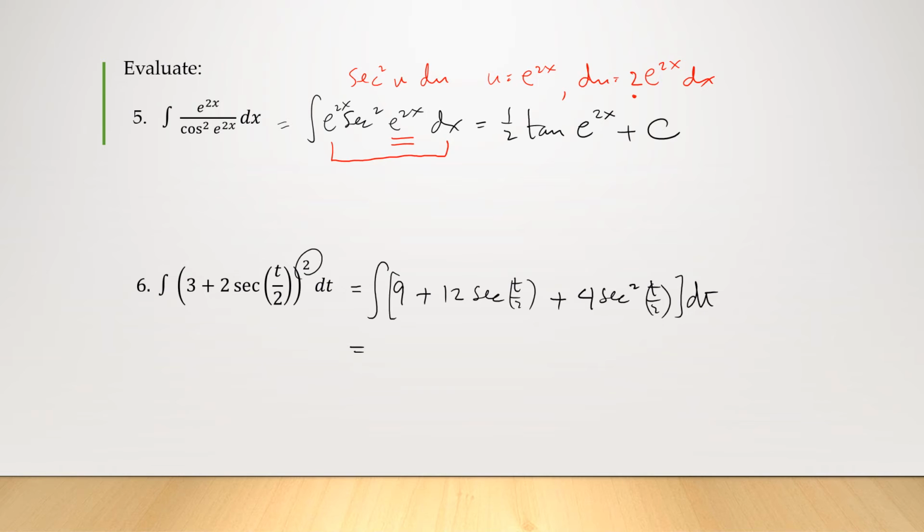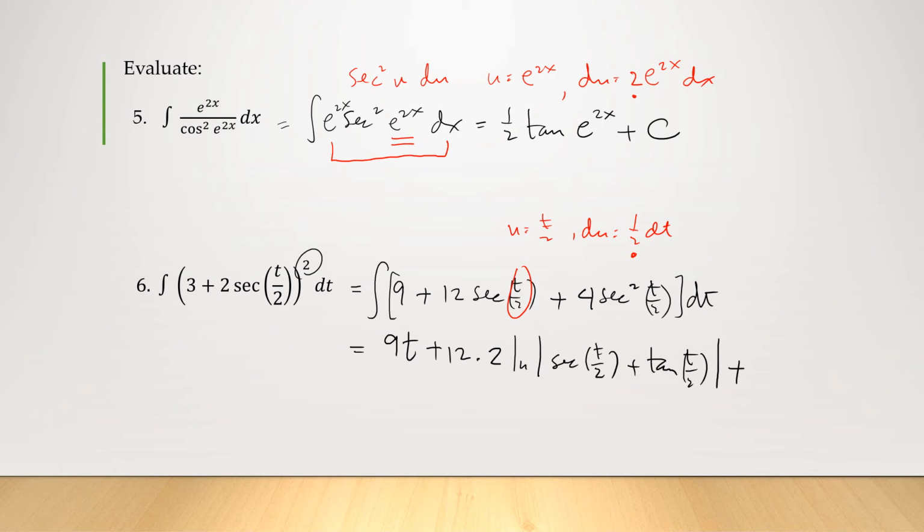Term by term, we integrate. 9 dt will be equal to 9t plus 12 secant of t over 2. Your u is t over 2, so du is 1/2 dt. So the required constant to complete our du is 1/2. So the reciprocal of 1/2 that we'll figure in our answer is 2. And the integral of secant is ln of the absolute value of secant t over 2 plus tangent t over 2.